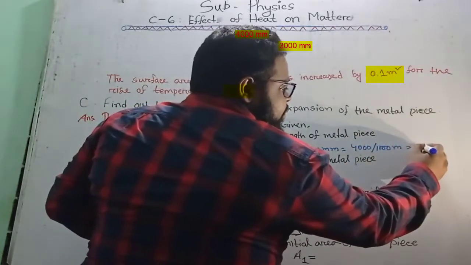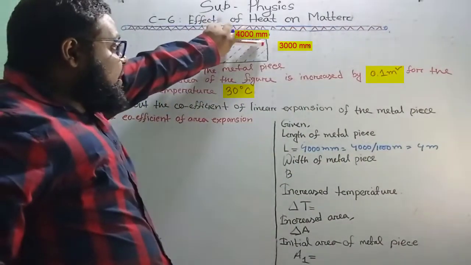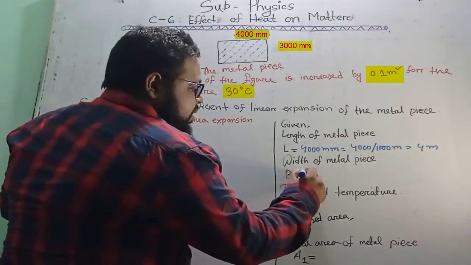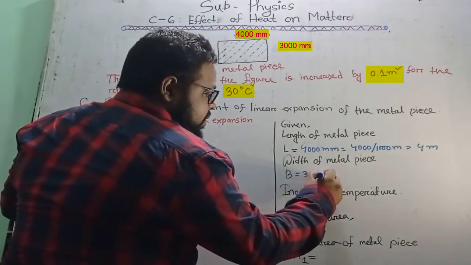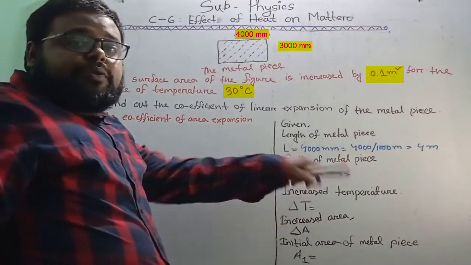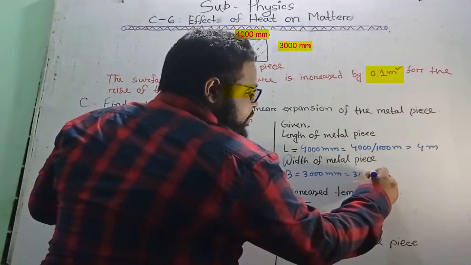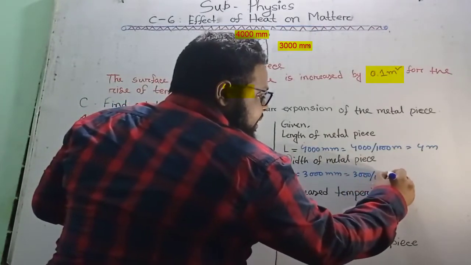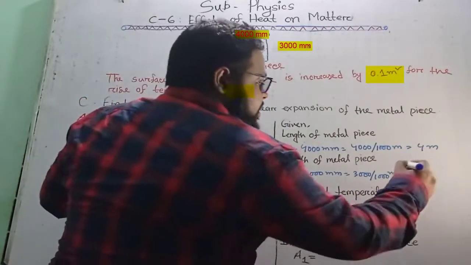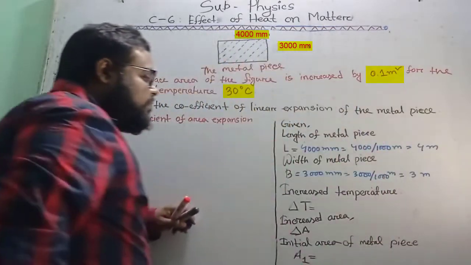Okay, so it will be 4 meter. And here you can see that the width of the metal piece B equals 3000 millimeter. We have to convert this value to meter. So if we divide 3000 by 1000, then it will convert from millimeter to meter, and the value will be 3 meter.